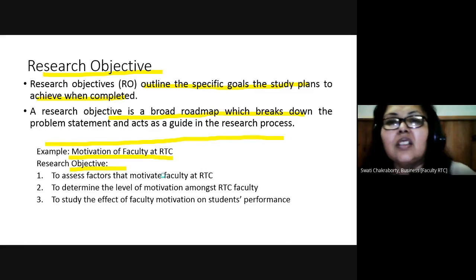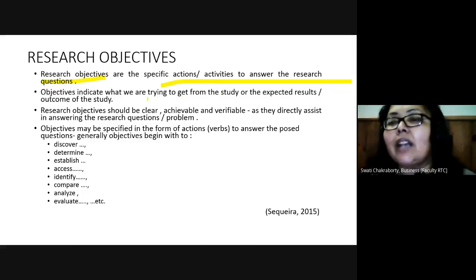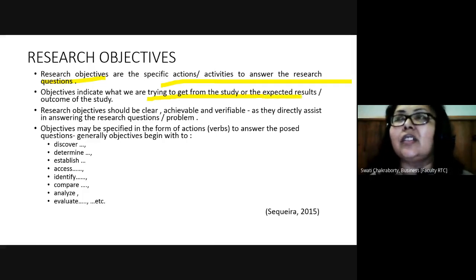Okay. So research objectives are specific actions or activities that are undertaken to answer your research question. They also indicate what you're trying to get from your research work, or in other words, what your expected results are. What are you expecting from your study? The objective should be clear, it should be achievable, and it should be verifiable, because objectives directly assist in answering your research questions or problems.